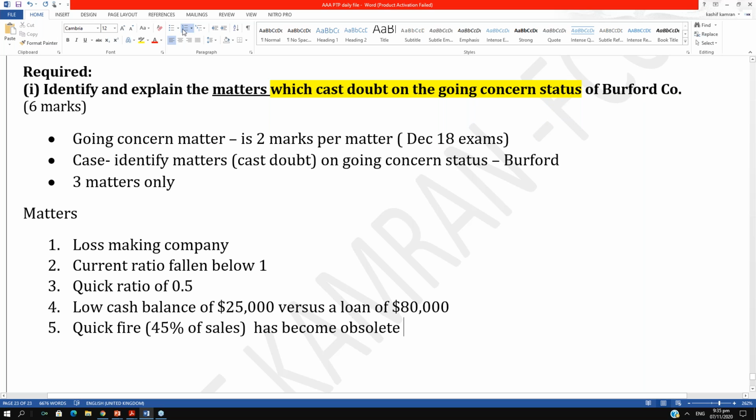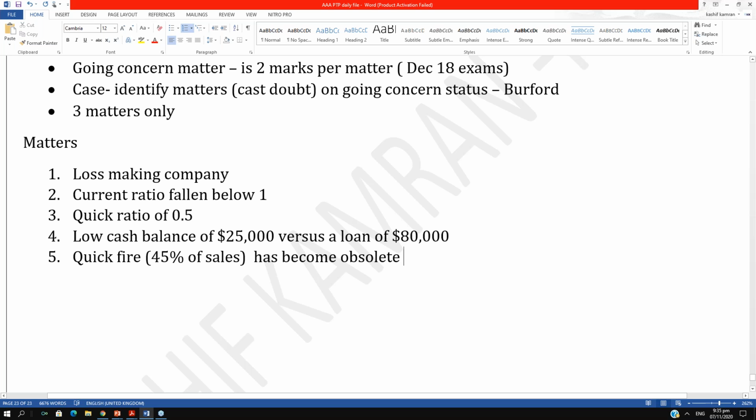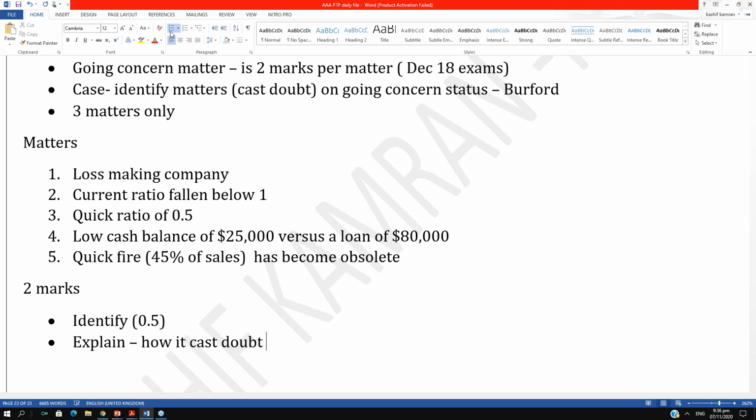So how many points do you need to write to make up a 6 marks answer? 3. Now it says matters which may cast doubt. So how will you get 2 marks? To get the 2 marks, the very first thing is to identify. And identify will give you 0.5 marks straight away. But then you have to explain. Then you have to explain how it casts doubt. If you're capable of explaining how it casts doubt, you will get 1.5 marks.